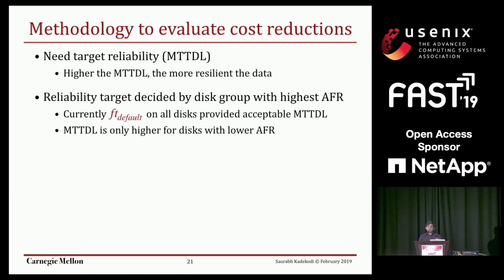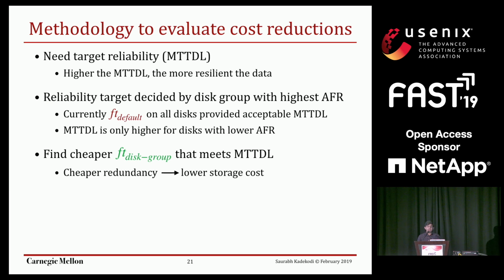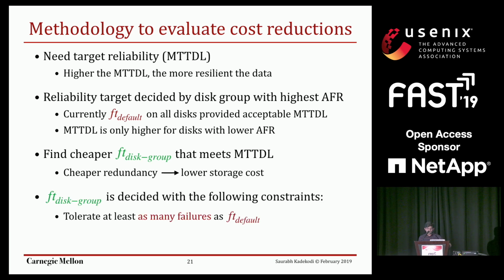Disk groups that have a lower failure rate have a higher MTTDL, so they're naturally more okay. So for other disk groups, other than the highest failing disk group, we find an alternate redundancy scheme that meets our target MTTDL, and at the same time, a redundancy scheme that is cheaper. And by cheaper, I mean it has a higher ratio of data blocks to parity blocks in a given stripe. So we restrict our search for alternate redundancy schemes by having the following 2 constraints.